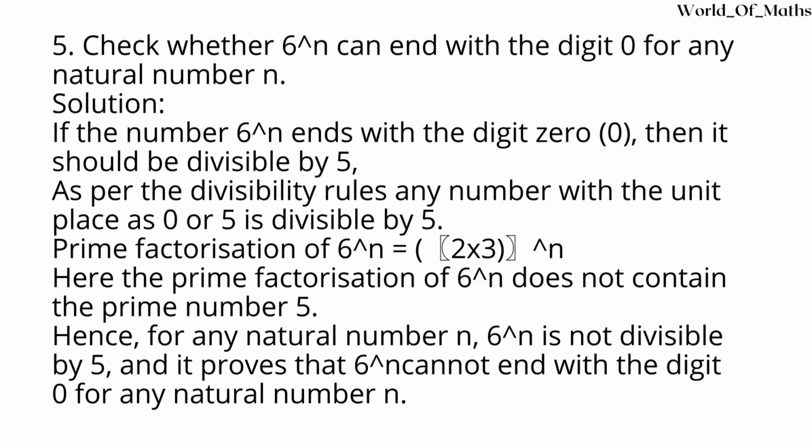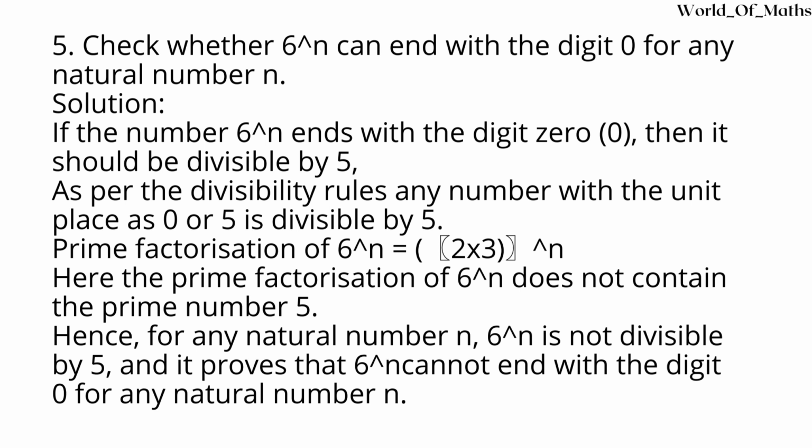So here the prime factorization of 6 to the power of n doesn't contain the prime number 5. So it is clear that for any natural number n, 6 to the power n is not divisible by 5. And thus it proves that 6 to the power n cannot end with the digit 0 for any natural number n. This is based on the divisibility rule of number 5.